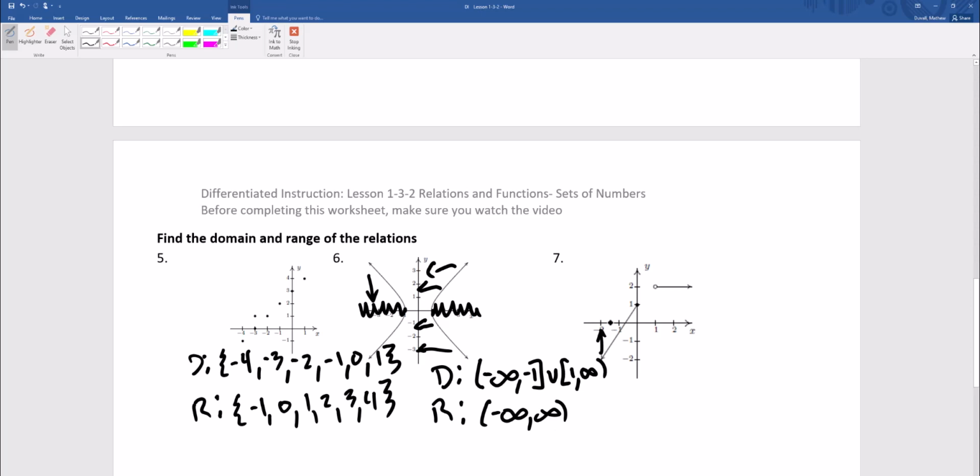And then here, if you project, all of that's going to be shaded to there, so that's going to be -infinity to 0. And then project, union, open circle from 1 to infinity. Whoops. So that's the domain. I'm going to clean this up so it's easier to visualize.